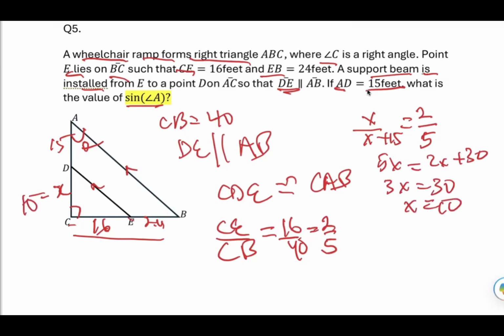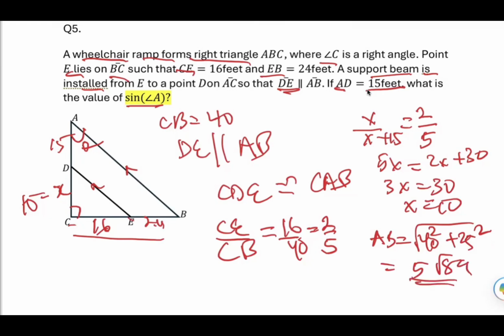Now, they want us to find sine. We need the hypotenuse. We know here is going to be 25, and here is going to be 40. That's all. So find AB. AB is actually what? Square root of what? 40 squared plus 25 squared. That's all. And this is going to give you 5 square root of 89.